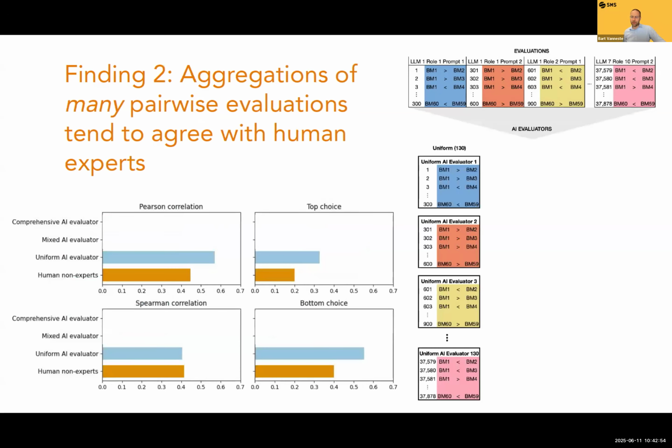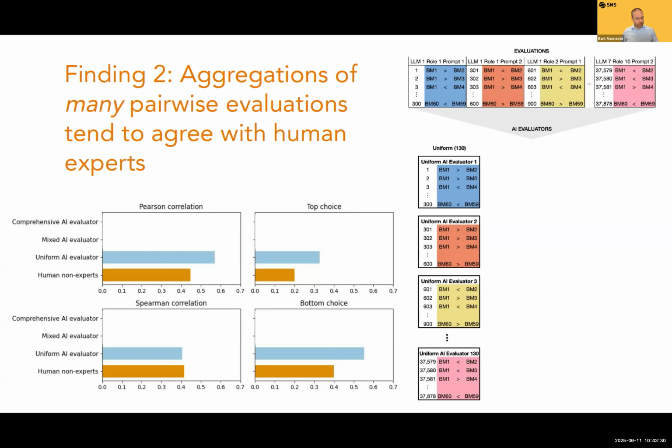So the first aggregation that we do is we say, well, we have these different LLMs and different prompts. Let's look at a uniform generative AI evaluator, which is one LLM and one prompt approach. And we contrast that with the human non-experts. And basically what we're trying to see is to what extent is the generative AI aligned with the choices of the human experts. We have two sets of measures.